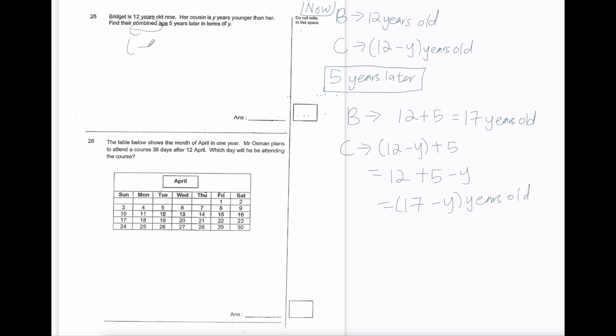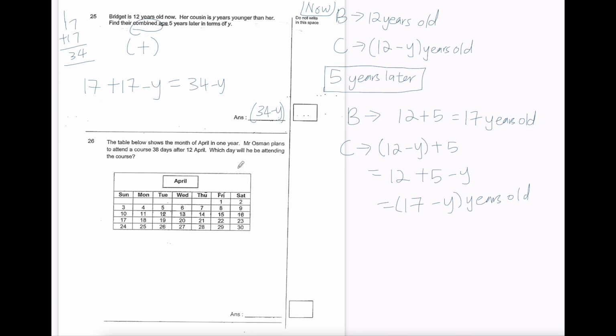Combined age means we have to add both of them together. So 17 for Bridget plus 17 minus y for the cousin. So the total is 17 plus 17, which is 34 minus y. My answer will just be 34 minus y years old. Got it? Let's move on to question 26.